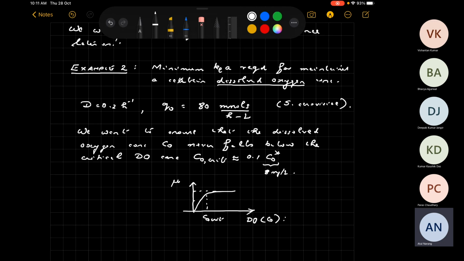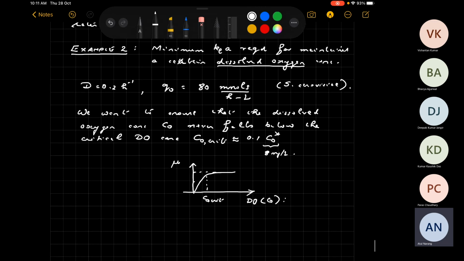If you go below CO critical, then oxygen actually starts to affect their value of mu. They actually start to experience oxygen limitation. And you really don't want cells to get into that zone. You want them to have plenty of oxygen. So you typically want to operate well above CO critical.